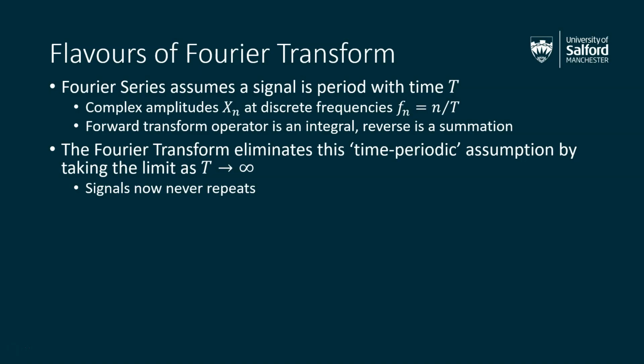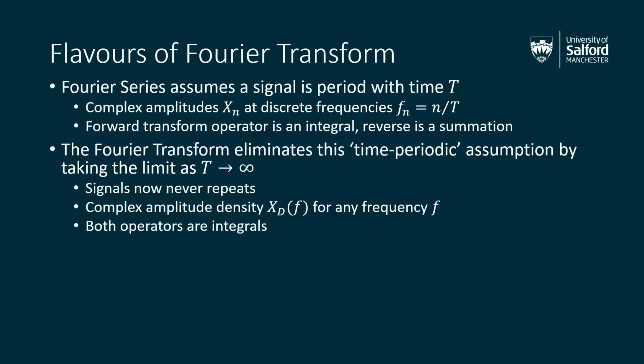So flavors of Fourier transform: the signal now never repeats, but instead of a set of discrete complex amplitudes, we're going to get a complex amplitude density xd. That's what the d was representing, for any frequency f, not just one of these Fourier series frequencies, any frequency we care to think about. The downside is that both operators are integrals running from minus infinity to plus infinity, so while this is more representative of the real world, it's not something you can actually compute.